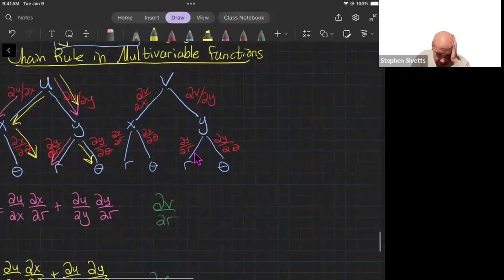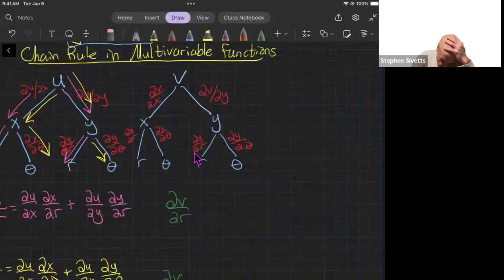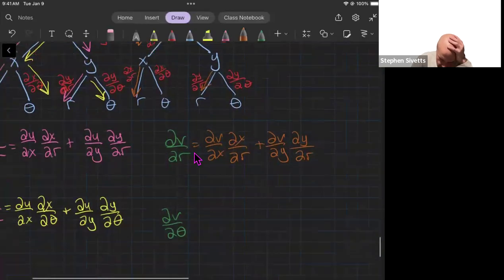Okay, we do the same process with the partial of v. Partial of v with respect to r would be the partial of v with respect to x times the partial of x with respect to r, right? So going down through this branch of the tree. And then plus the other way, take the partial of v with respect to y times the partial of y with respect to r, right? And then likewise for theta.